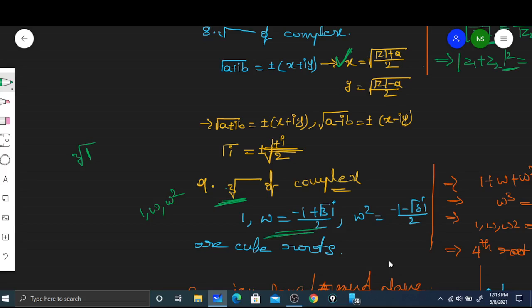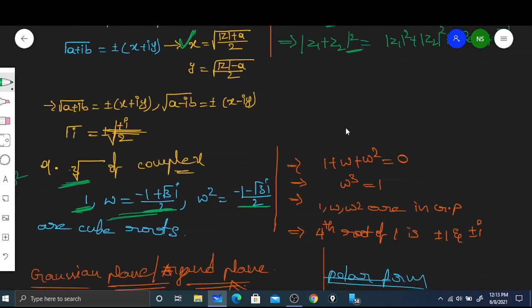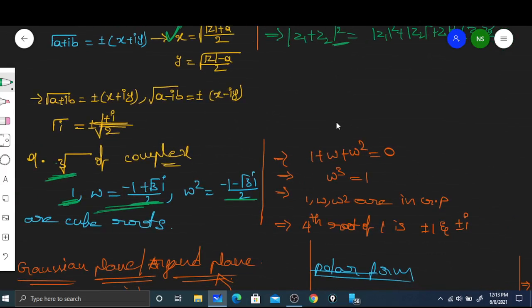Okay, the square root will have two roots, two basic numbers. The cube root will have 3 basic numbers. This is one, second is omega, third is omega square. I will call them the roots also. And one more thing, the properties of cube roots: 1 plus omega plus omega square is 0. Omega cube is 1. They will be in GP.